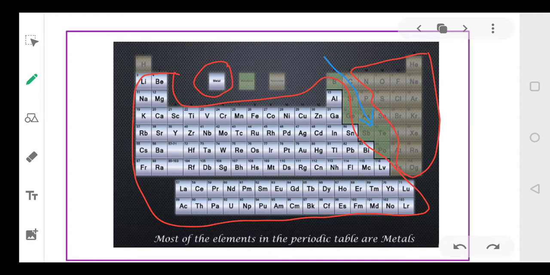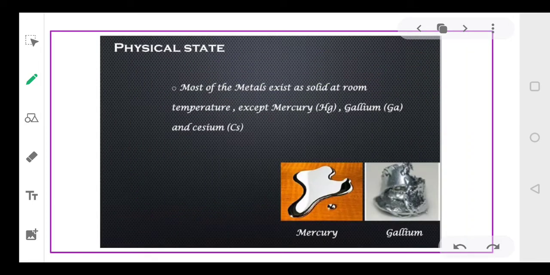So in the modern periodic table, most of the elements are metals and they are present on the left side of the periodic table, while non-metals are present on the right side. In between there is a zigzag line. That zigzag line constitutes the metalloids. Okay, everyone? Yes, these are the elements which have certain properties of metals and some properties of non-metals.